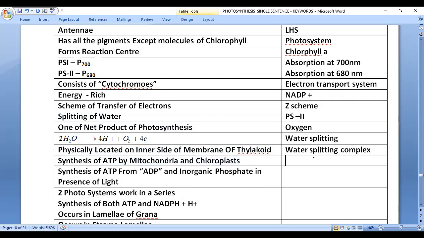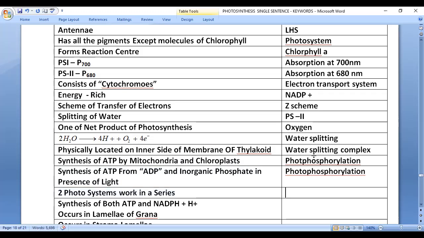Synthesis of ATP by mitochondria and chloroplast. Photophosphorylation: synthesis of ATP from ADP and inorganic phosphate in the presence of light.